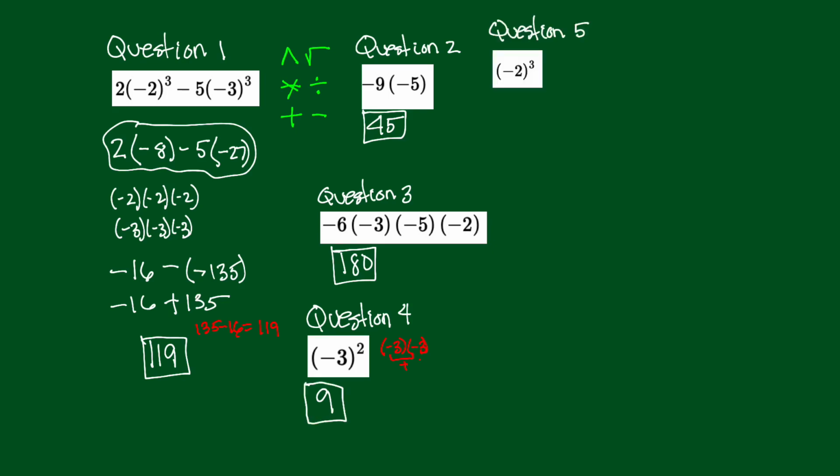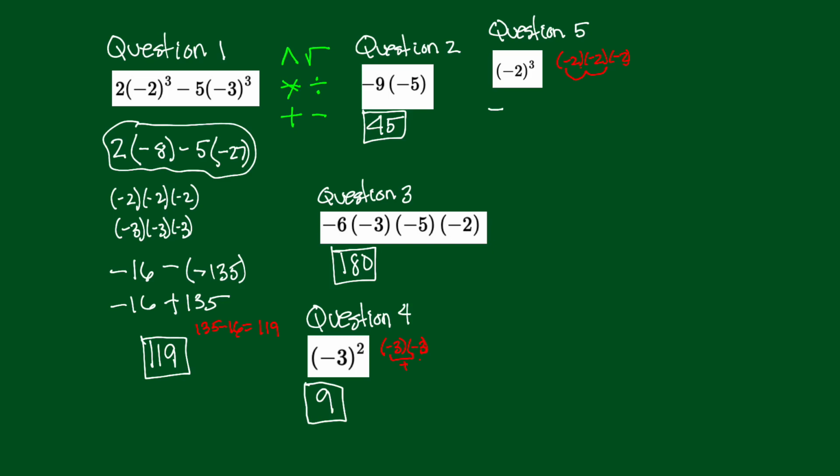Question 5, up here at the top right here. Negative 2 cubed. So what I'm seeing in my head is 3 of those negative 2. So just visualize this. Negative 2 times negative 2 times negative 2. Now, I have an odd number of negative signs, right? 1, 2, 3. An odd number of negative signs. So I know this result is going to be negative.